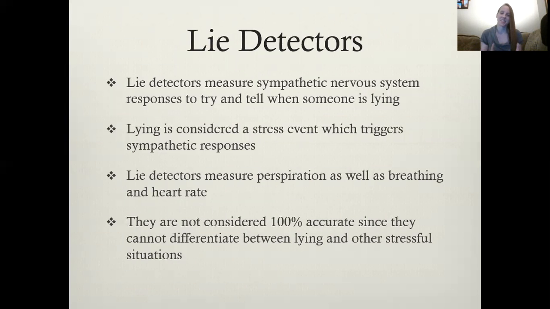Lie detectors essentially measure the sympathetic nervous system responses to try and tell if someone is lying or not, since lying is considered a stressful event for most people. So they can measure things like perspiration, breathing rate, and heart rate, but they're not 100% accurate because they can't differentiate between the stress of lying and other stresses that may be present.